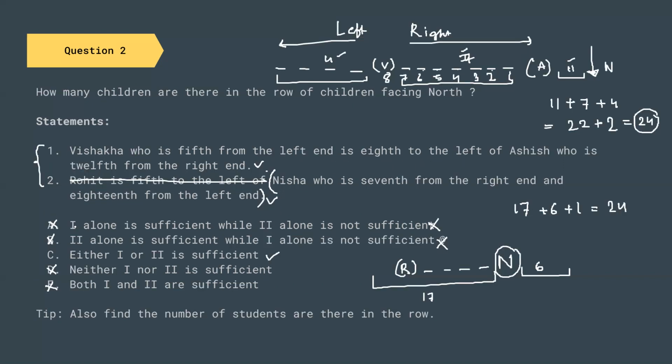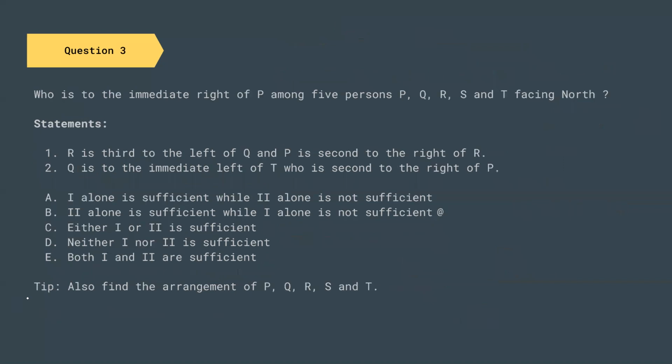There was another question. Also find the number of students there are in a row. So there are 24 students standing on the row that we found using these two statements. This was not the part of the actual question. I just added this part of the question as an exercise for you to practice. Now let us go to the third question.